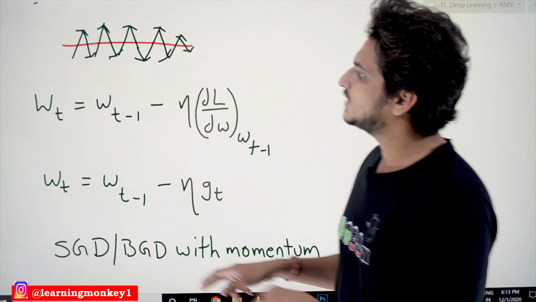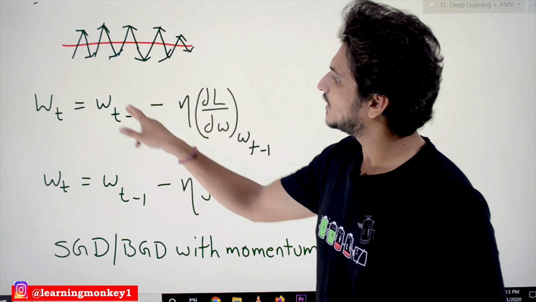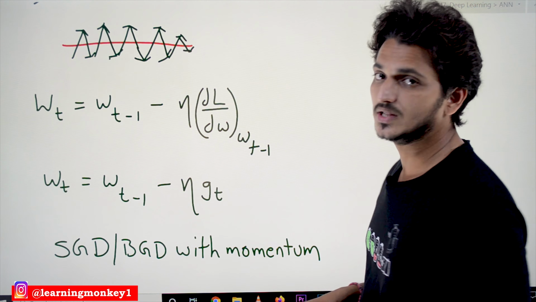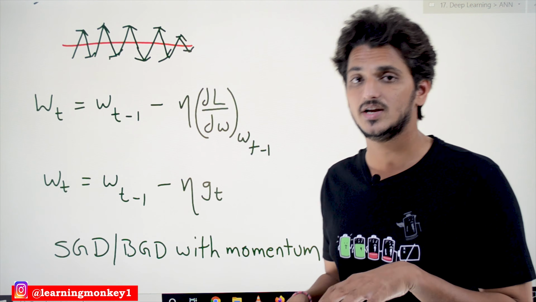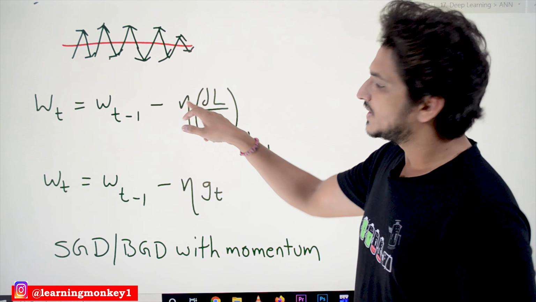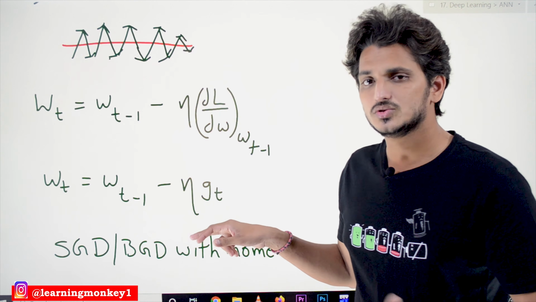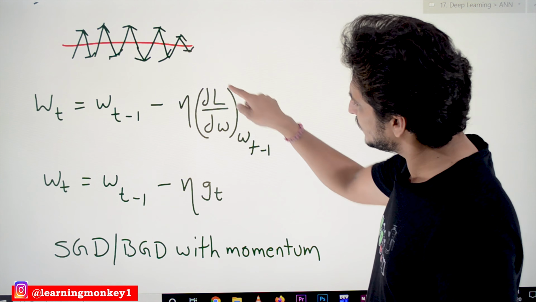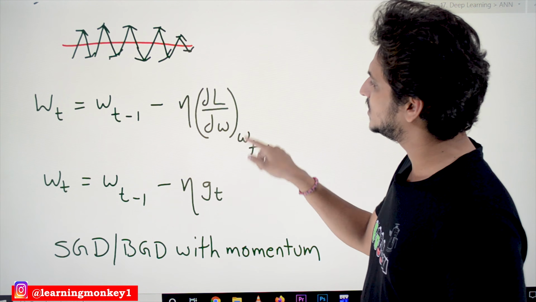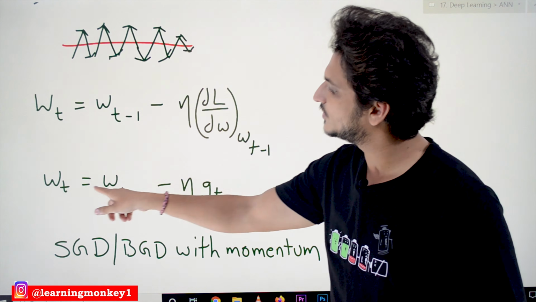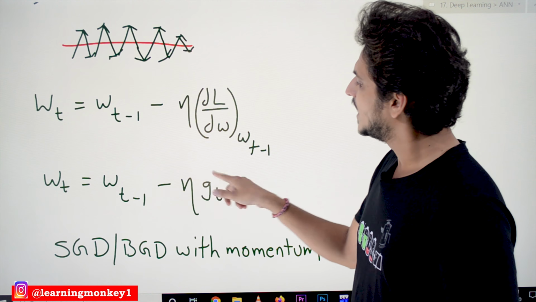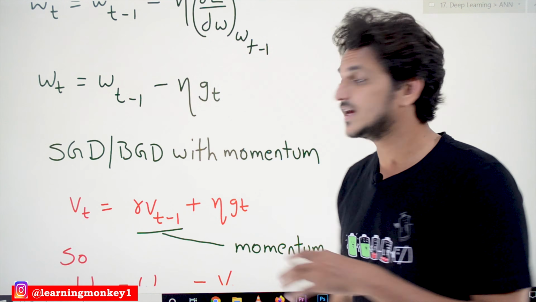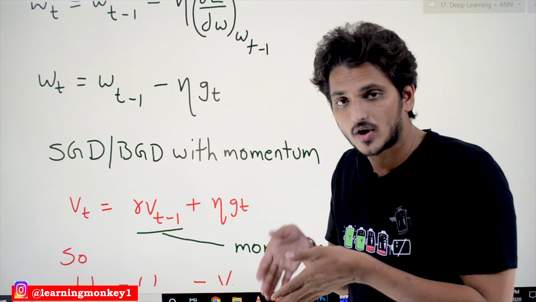Now coming to the equations. Wt is equal to Wt minus 1 minus eta dou L by dou W at Wt minus 1. This is the equation for stochastic gradient descent. Eta here means learning rate. Usually we use alpha, but instead we place it as eta here. If you consider this derivative value as gt, the equation changes to Wt is equal to Wt minus 1 minus eta gt.